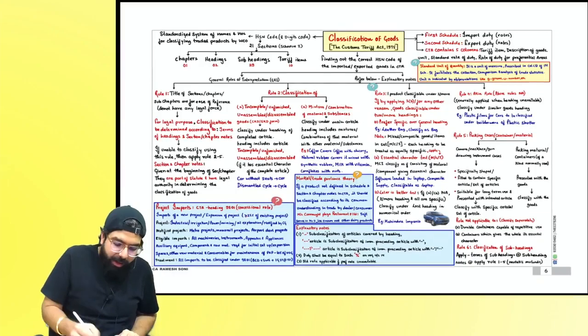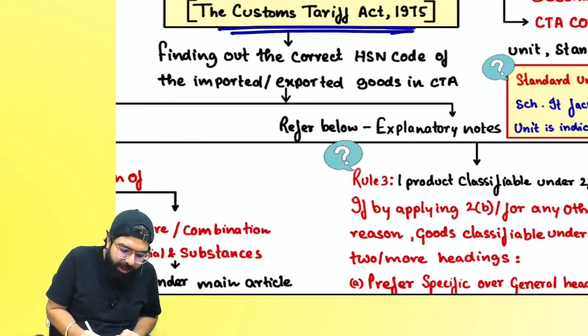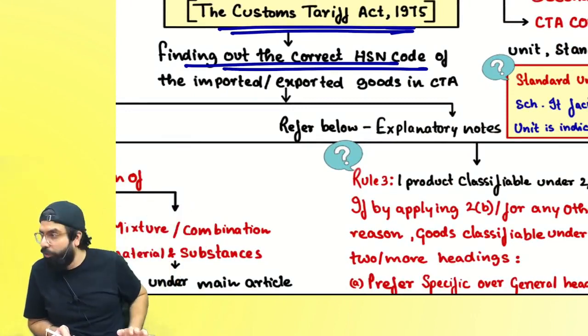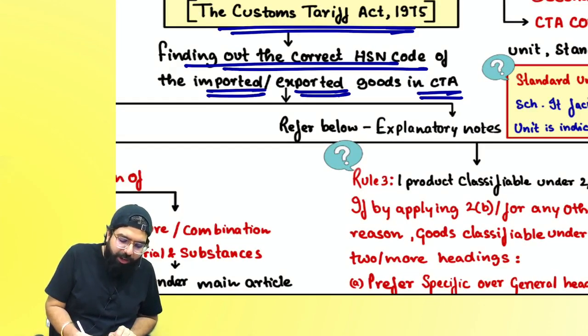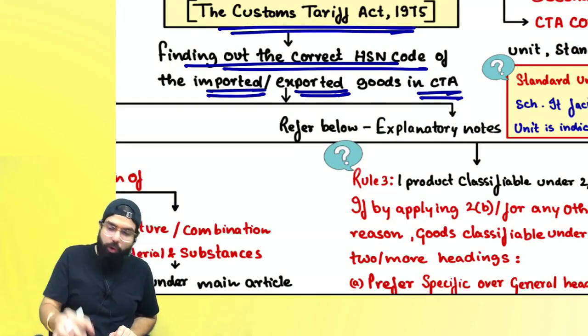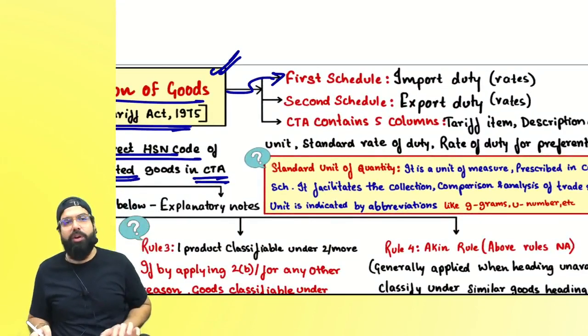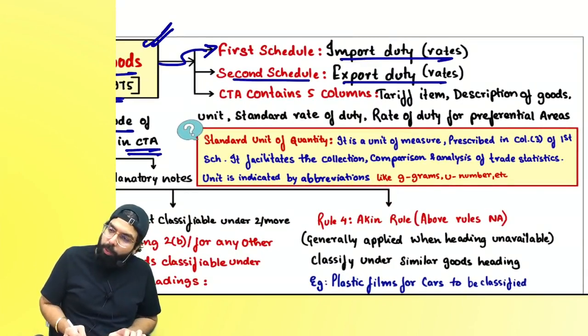Everyone over here, classification means in the Customs Tariff Act, you are finding out the correct HSN code of your imported or export goods, right everyone? Which goods you are going to export or what are the imported goods, for that finding out the correct HSN code. Now when you see the Customs Tariff Act, you will have the first schedule. First schedule gives you the import duty rate, second schedule gives you the export duty rate.